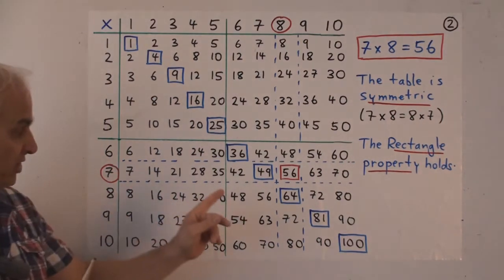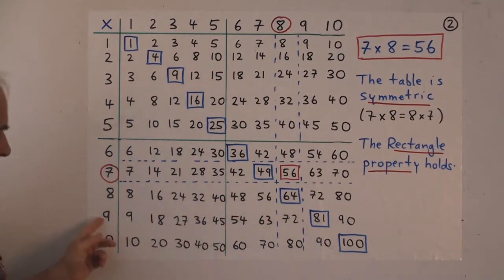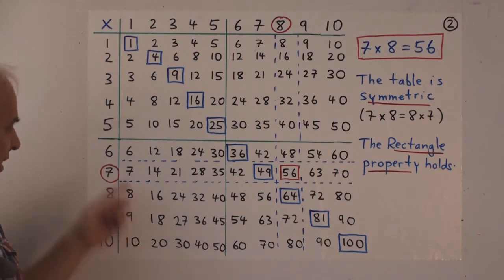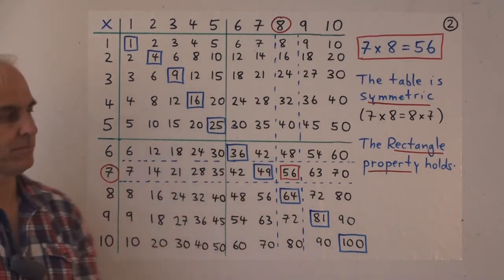I understand what the entries are. I'm going to memorize that 8 times 7 is 56. That 9 times 3 is 27. That 6 times 8 is 48. And so on.